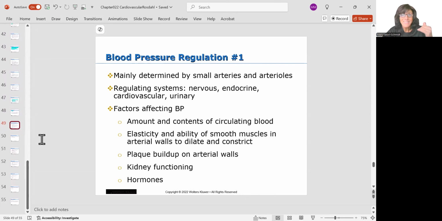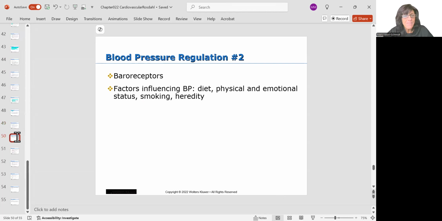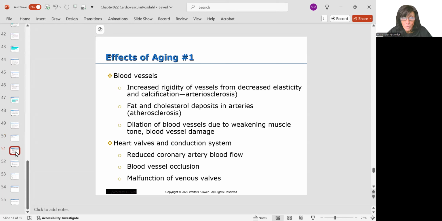But blood pressure is not static. Blood pressure is fluid. In other words, it changes when you move, when you sleep, when you get up, when you sit down, but small changes. There shouldn't be major dips or increases in BP. That would indicate something might be amiss, okay? And there are baroreceptors throughout your body that also help to manage your blood pressure. Other factors are your diet, physical activity, your emotional state, smoking, and of course, your genetics, which you can't do much about, okay?